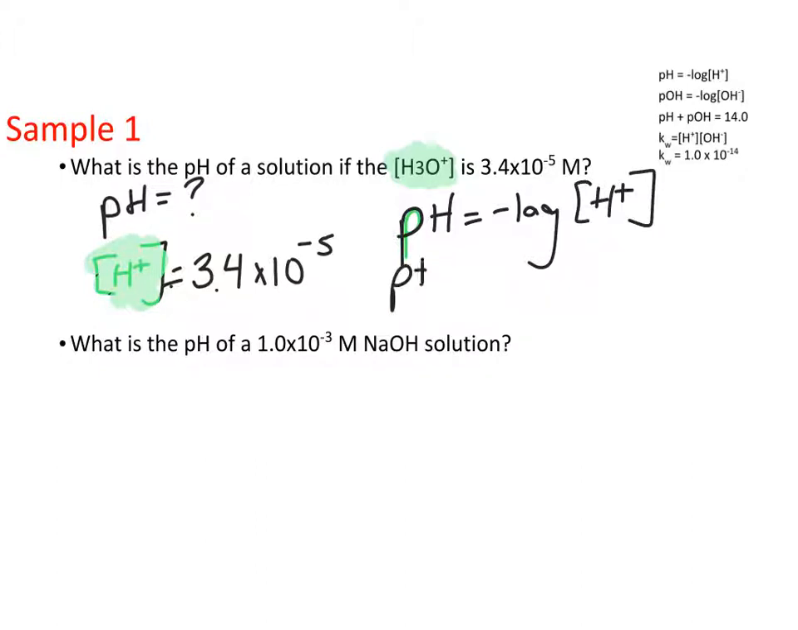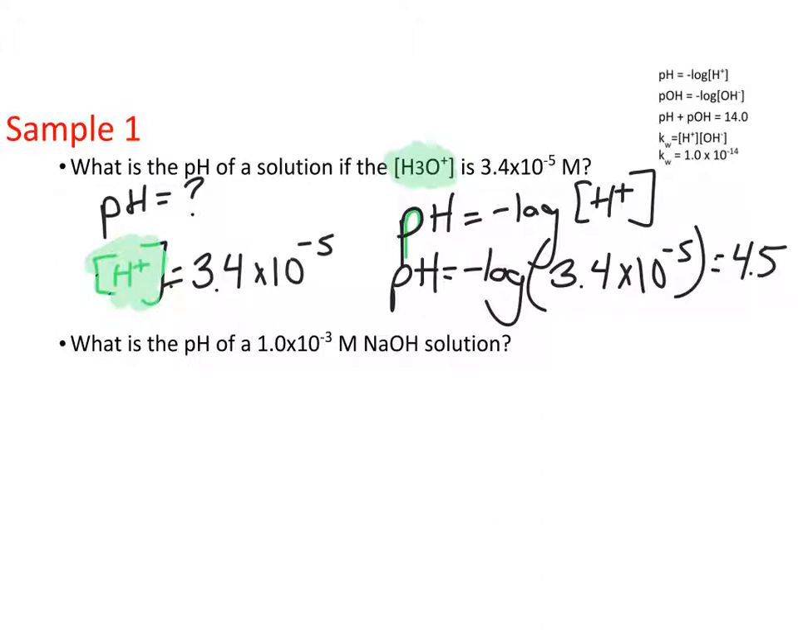So my pH would equal negative log of my 3.4 times 10 to the negative fifth. And I put that in the calculator, and I get an answer of 4.5. So that's my pH. And that's all you do. Now let's try the second one. This one's a little bit harder.